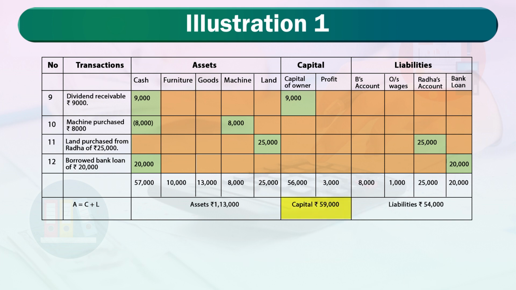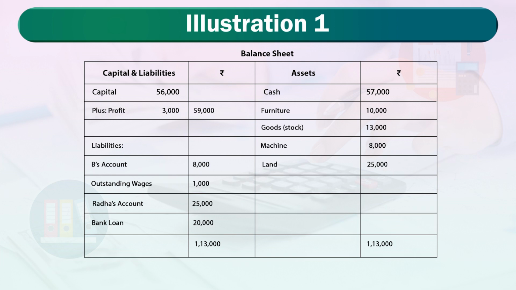and in case of liabilities, 8,000 of B's account, outstanding wages 1,000 rupees, Radha's account 25,000 rupees, and then bank loan account 20,000, which makes a total of all the liabilities together as 54,000. So, in total A equals C plus L, that is assets of 1,13,000 equals capital of 59,000 plus liabilities of 54,000. Students, on the basis of the above table, we can prepare a balance sheet.